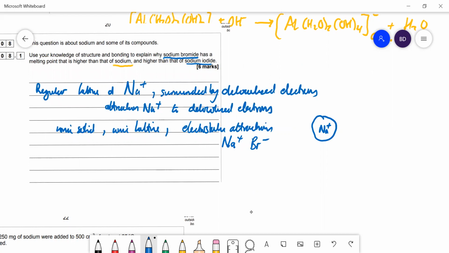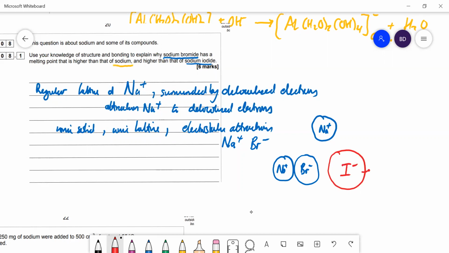Final part of the question: why has sodium bromide got a higher melting point than sodium iodide? Well, the sodium ion is the same in each case. There's the bromide ion, and on the same scale, the iodide ion is going to be bigger. The iodide ion is bigger, so the electron density of the iodide ion is lower, so the attraction for the positive sodium ions is slightly weaker, and so the melting point is a little bit lower. I think you need to cover all of those points to get 6 marks.